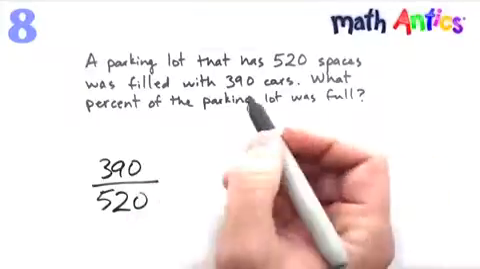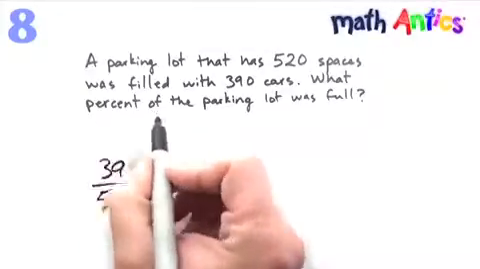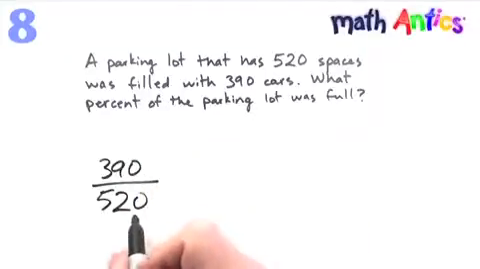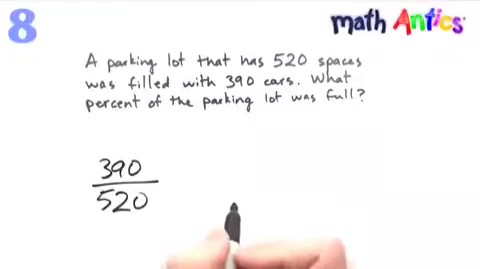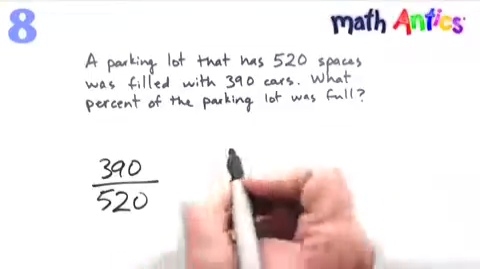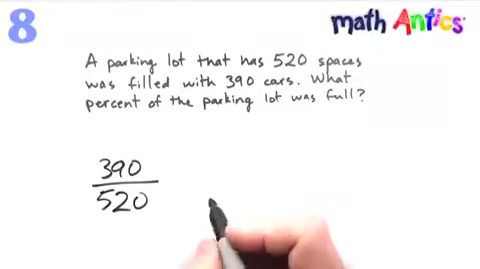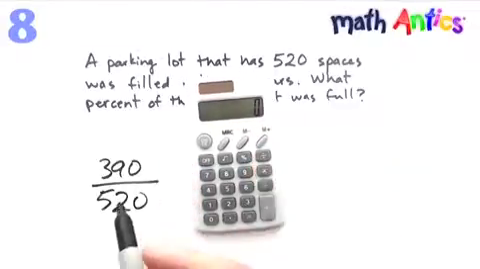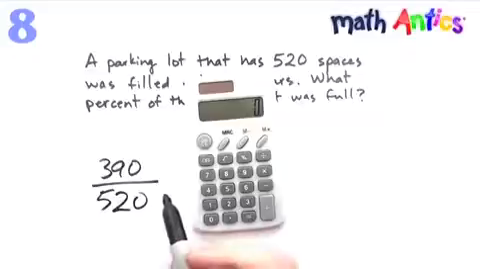And now we need to find the percent form of this, to find the percent of the parking lot that was full. And 520 is not very easy to convert into 100 to use the equivalent fraction method. So instead, we're going to use a calculator and figure out what the decimal value of this fraction is and find the percent form that way.